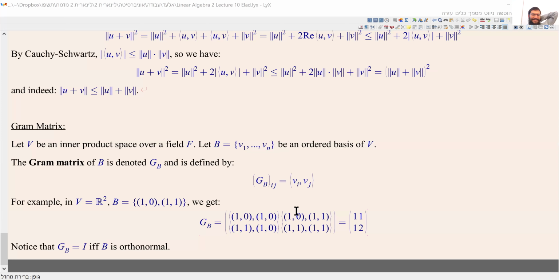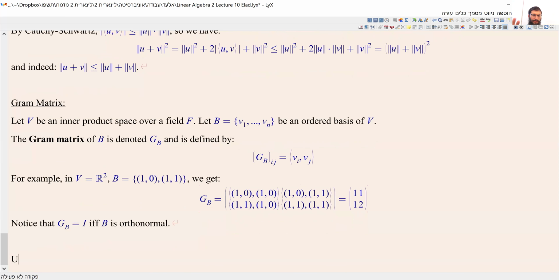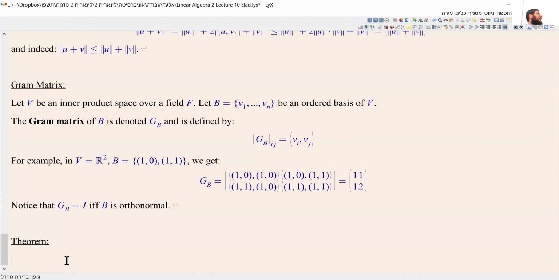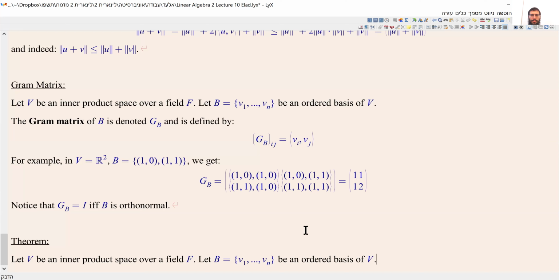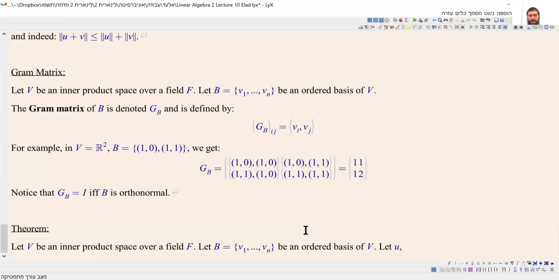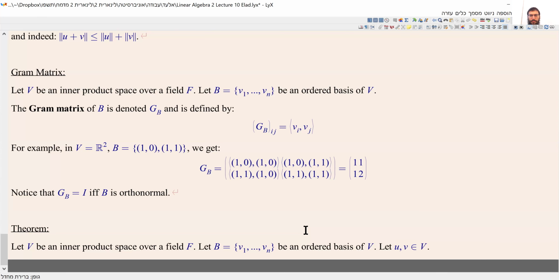Our main and only theorem about the Gram matrix is the following. Let's write it down and we can finish. Of course, I'm not planning on proving it today, and I don't think we're going to prove it next week either, or in any of the other weeks left of the semester. Theorem: let B be an ordered basis of V, and let u and v be some vectors in V.